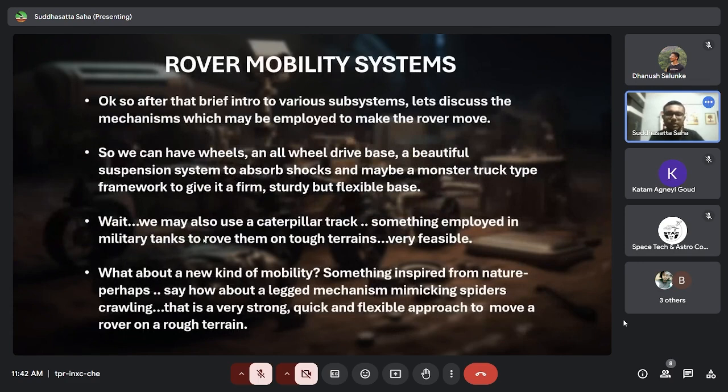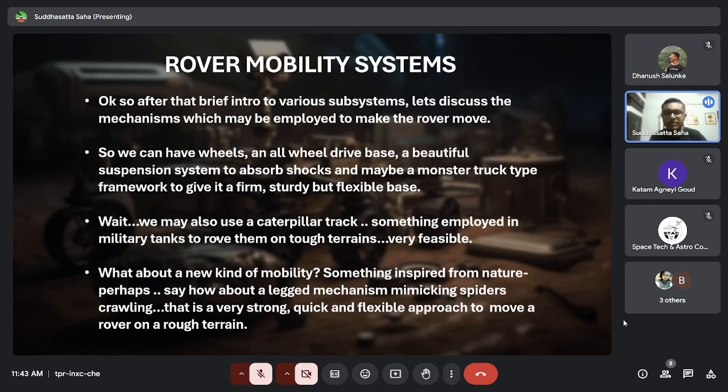So then we move into the particular element of focus of extraterrestrial robotics today, which is rover mobility systems. I have given a very brief intro into these various subsystems. We could go in depth and discuss for hours about each of the topics, but I have to keep things in this time frame. So I would like to discuss something which is very interesting and at the same time challenging to construct and analyze, which is the mobility systems. They basically mean something which you deploy, which makes the rover move.